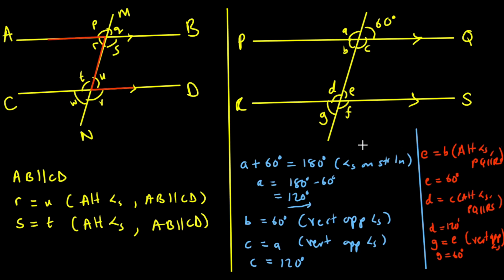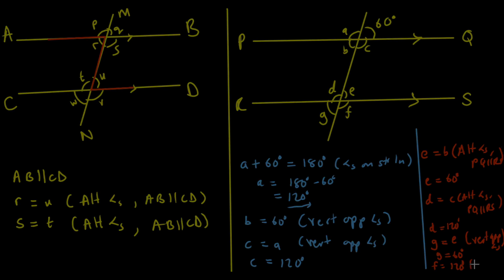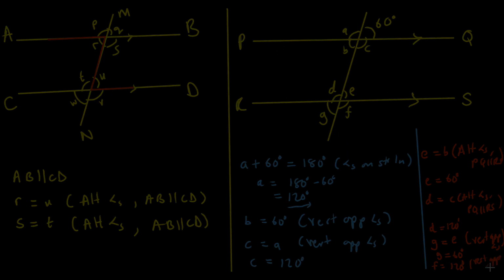Then lastly, our F, which is the last. F is equal to D. And what's that D? Our D is 120 degrees. So our F is equal to 120 degrees. Why? Because they are also vertically opposite angles.